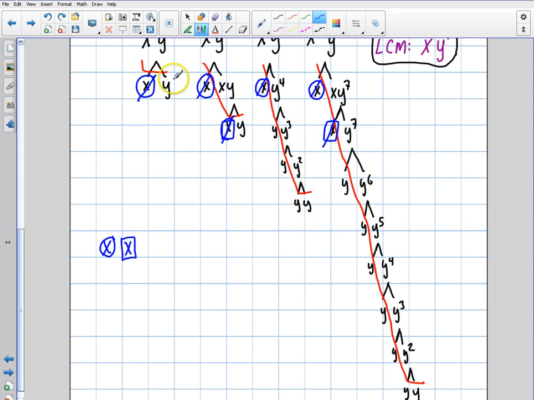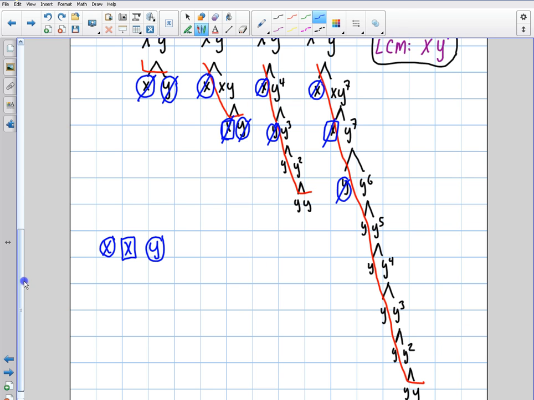And let's look for a y. Well, here's a y. Here's one here. Here's one here. Here's one here. And here's one here. So that comes out once. Here's my y here. Put a circle around it. Let's cross that out. Let's cross that out. Let's cross that out. Let's cross that out.